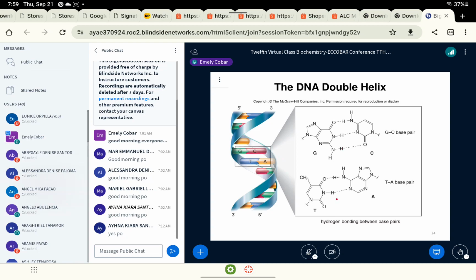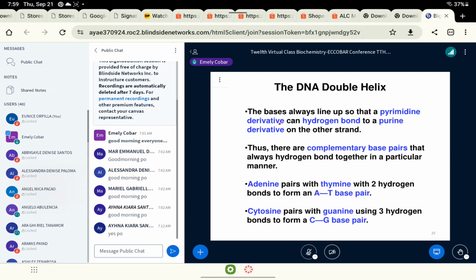Very strong. Okay? And then, yung adenine and thymine naman, they are being held to each other by two strong hydrogen bonds. Okay, so these interactions are responsible for this double helix structure of the DNA molecule. Okay, now next. And then it says here, the bases always line up so that a pyrimidine derivative can hydrogen bond to a purine derivative on the other strand. Thus, there are complementary base pairs. So we call this complementary base pairing. They always hydrogen bond together in a particular manner.